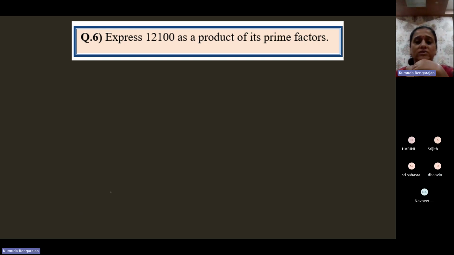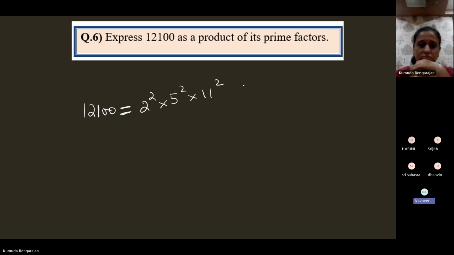Express 12,100 as a product of its prime factors. Ma'am, can I say? First, we need to do prime factorization. Yeah, go ahead. 12,100 can be written as 2 square into 5 square into 11 square, and then we need to do the square root of 12,100 is equal to. That's the mistake. No. What is the question? Answer the question.